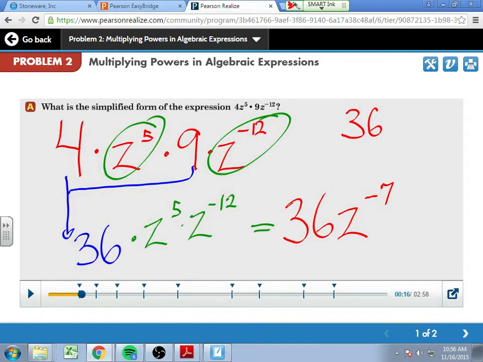Thanks, man. If I wanted to write this using positive exponents, it'd just be 36 over z to the 7th. Because the z to the negative 7th really says, take z over 1 and flip it and apply the 7th power. So it would go on the denominator if you wanted to use positive exponents. But if it does not specify, either of them works.